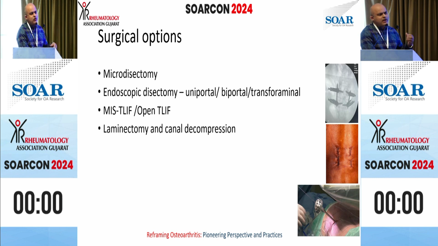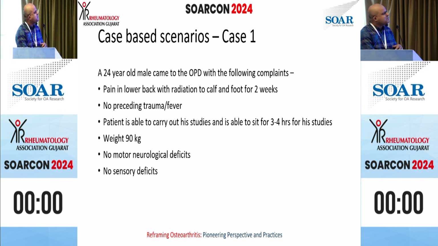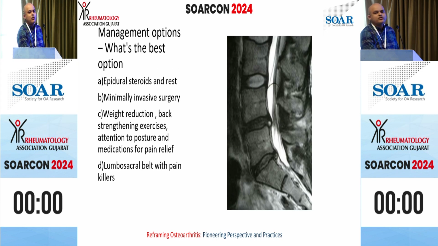Surgical options, we do varied options. We do microdiscectomy, transforaminal surgeries, uniportal and biportal surgeries, MISS TLIF. So there are various methods of operating depending on the patient's symptoms. And case-based scenarios, I'll just wind up. A 24-year-old patient in OPD with complaints of radiating pain since the last week, no preceding trauma or fever. Patient is carrying on studies and able to sit for 3 to 4 hours for his studies. The weight is 90 kilos. Again, this is very important. No motor deficit, no sensory deficit. So if this is the MRI, what should be the best option?